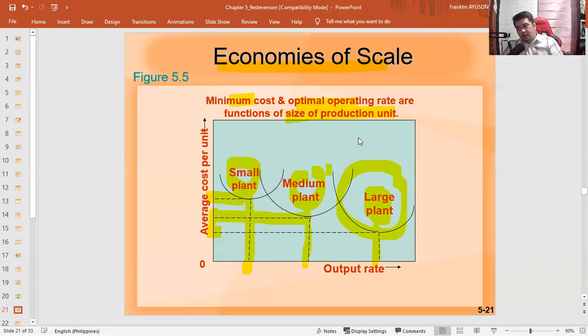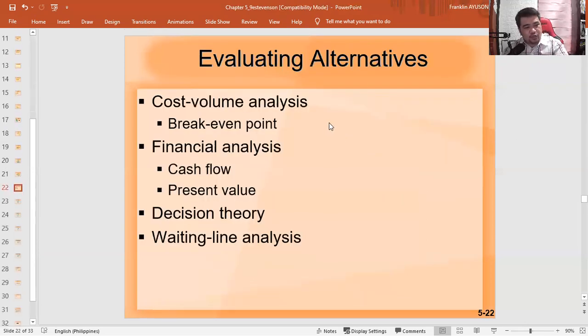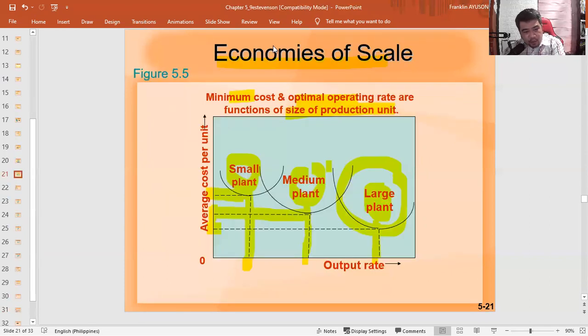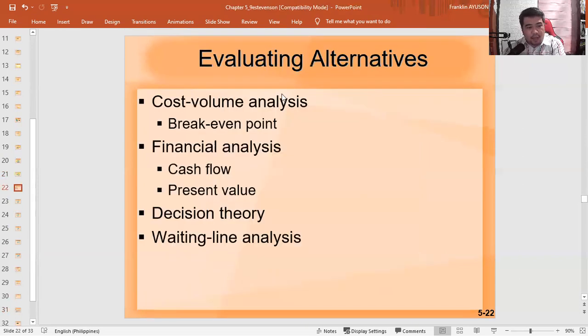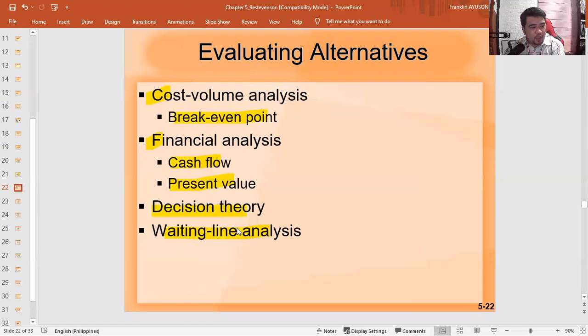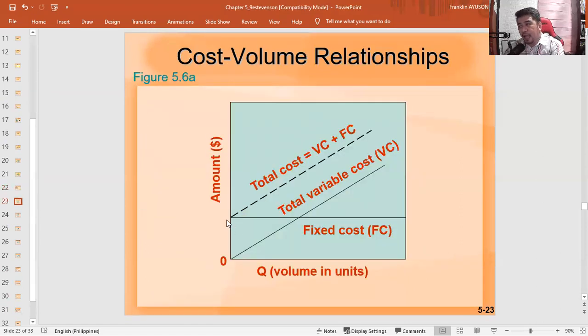Anyway, moving forward, we have what you call evaluating alternatives. This time, we will go beyond this concept. We'll now talk about some cost volume analysis and break-even point, some financial analysis or cash flow and present value. We'll talk about decision theory and waiting line analysis, which is another topic for operations management. So very briefly, we'll tackle those topics. Anyway, moving forward, first we look at the cost and volume relationship.